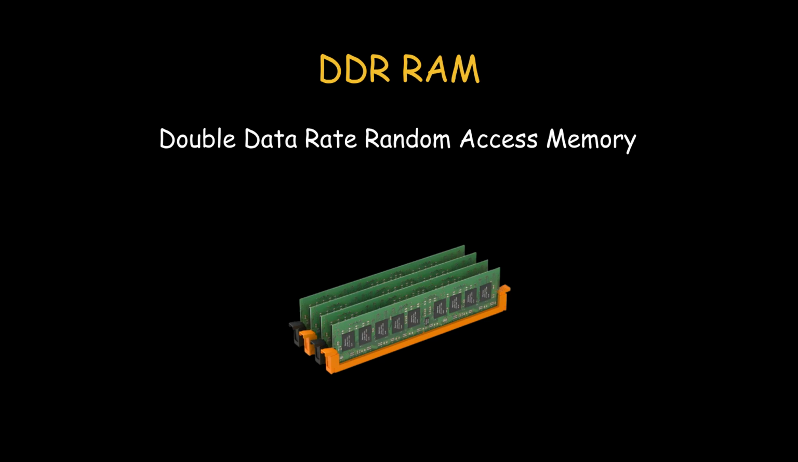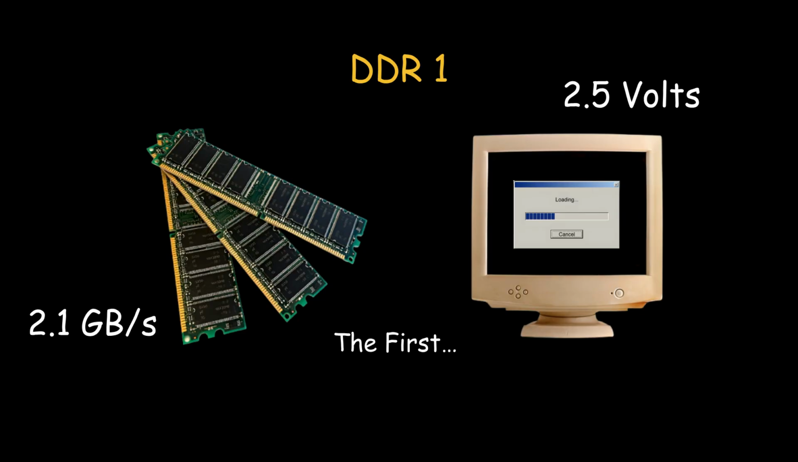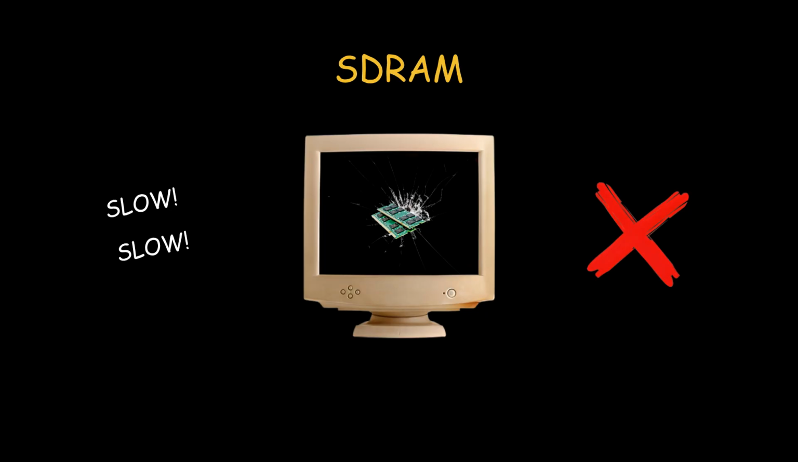Welcome to this video about DDR RAM, which stands for Double Data Rate Random Access Memory. This technology has continuously evolved since its introduction. DDR1 arrived in 2000, offering speeds of 2.1 gigabytes per second. It ran at 2.5 volts, meaning higher power consumption and increased heat. DDR RAM was a significant performance improvement over its predecessor, Synchronous Dynamic Random Access Memory, or SDRAM.